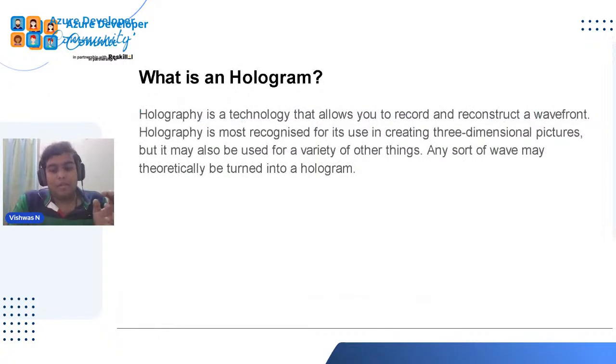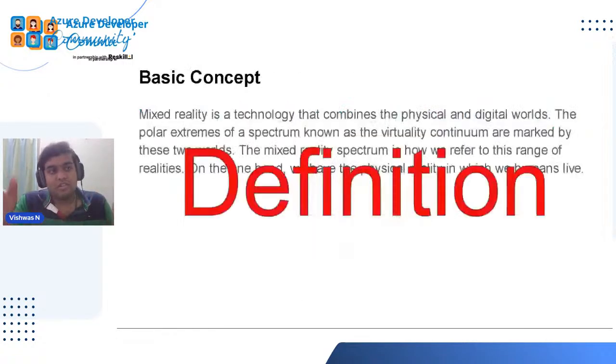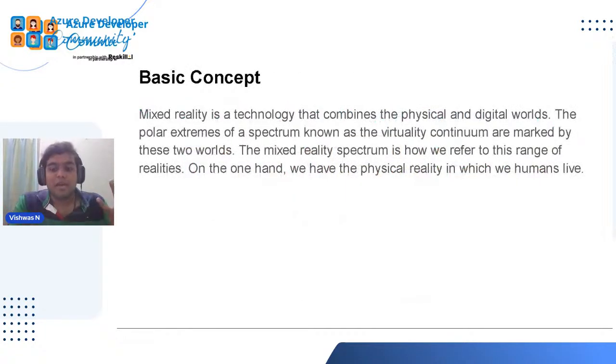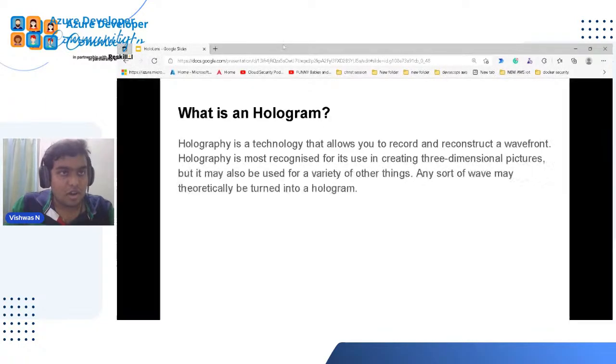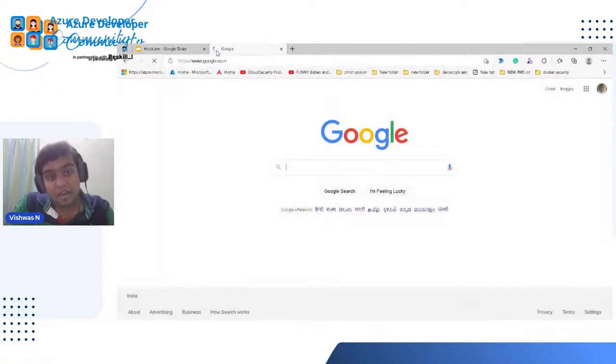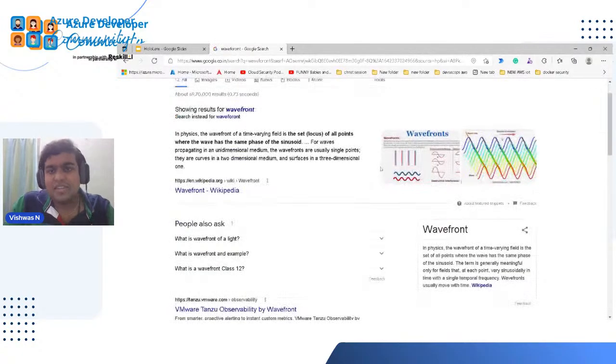And what's a hologram? What you have in virtual reality, mixed reality, or augmented reality is still a hologram. Hologram is a technology that allows you to record and reconstruct a wavefront. That is something called optics. It's a simple thing where you are just taking in a wave, a set of the electromagnetic spectrum, digitalizing it, and synthesizing it based on the perception of the human.